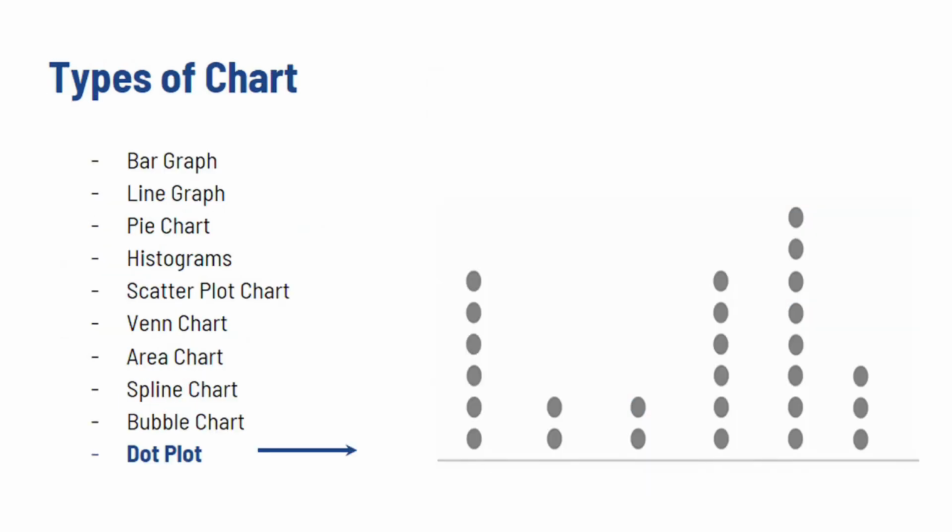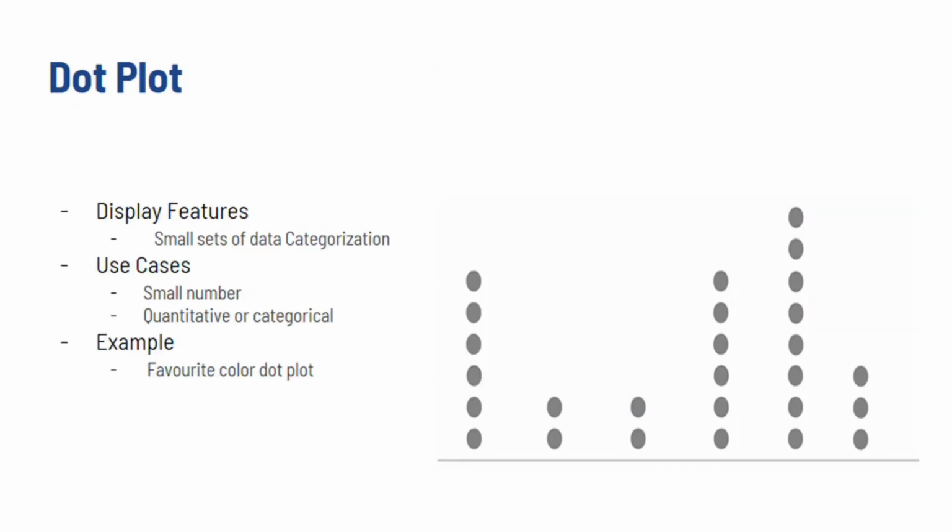A dot plot is used for relatively small sets of data where the values fall into a number of discrete categories. We use a dot plot to plot frequency counts when we have a small number of categories. Dot plots are very useful when the variable is quantitative or categorical. For example, suppose you have a class of 26 students and they are asked to tell their favorite color. The dot plot below represents their choices.